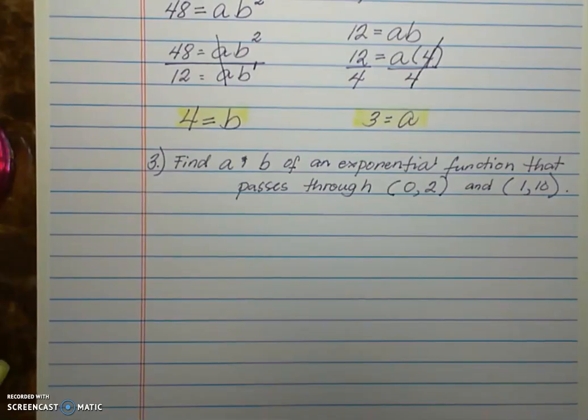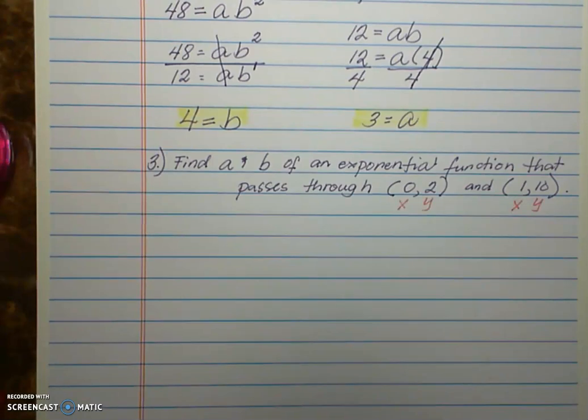Last and final example. Find a and b of an exponential function that passes through points (0, 2) and (1, 10). For our first step, label all your points and then come up with a system of equations where you will replace those values in place of your x and y. So for our first point, y is 2 equals a b to the power of 0. Equation number 2, y is 10 equals a b to the power of 10.